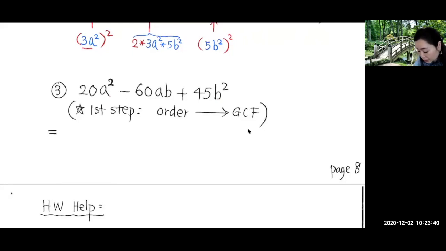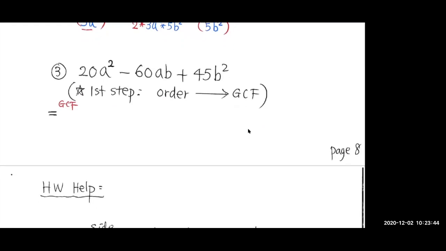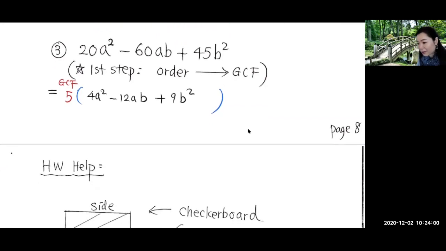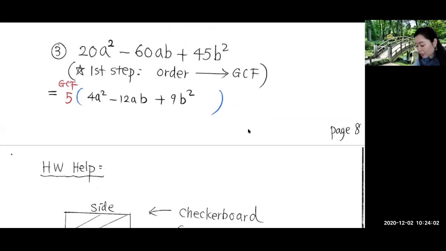So what is the GCF over here? 5. 5, you got it. Good job. Okay, 5. And then inside the parentheses, we have 4a squared minus 12ab, and then plus 9b squared. Now, inside the parentheses is this trinomial.